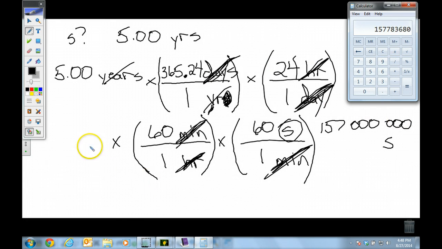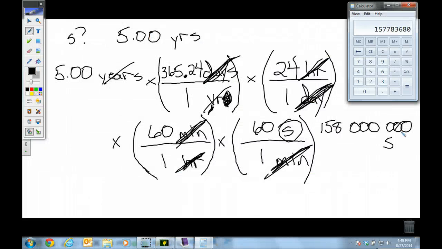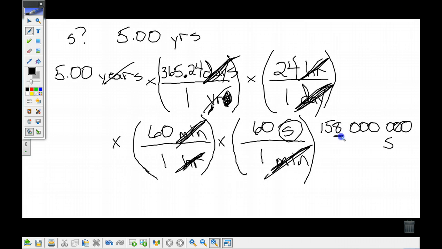well, here we go. Time for Mr. Ludy to say I was wrong, because we should have rounded up. It's 158 million seconds. Because if we go back to our answer, 1, 2, 3 digits over, that 7 tells us to round up. It is 158 million. So we want to say only the 8 and everything above it or before it is significant.